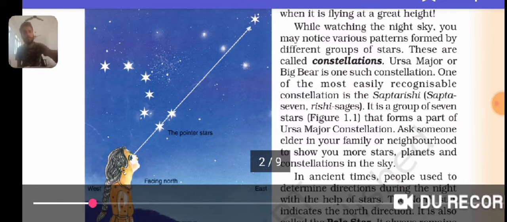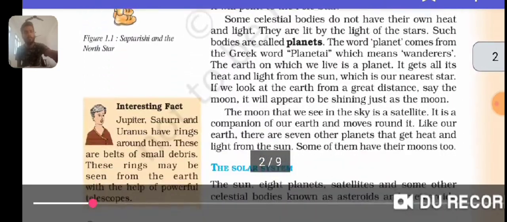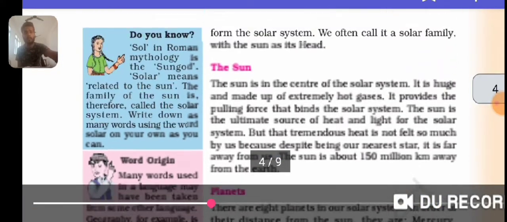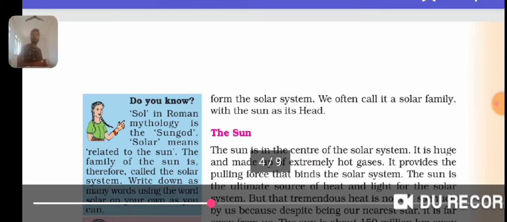Okay, so now the solar system: the sun, 8 planets, satellites, and some other celestial bodies known as asteroids and meteoroids form the solar system, and we often call it the solar family with the sun as its head. So the sun and its family is known as the solar system, and the sun is the head of the family. Okay, as I already told you, what is the sun?